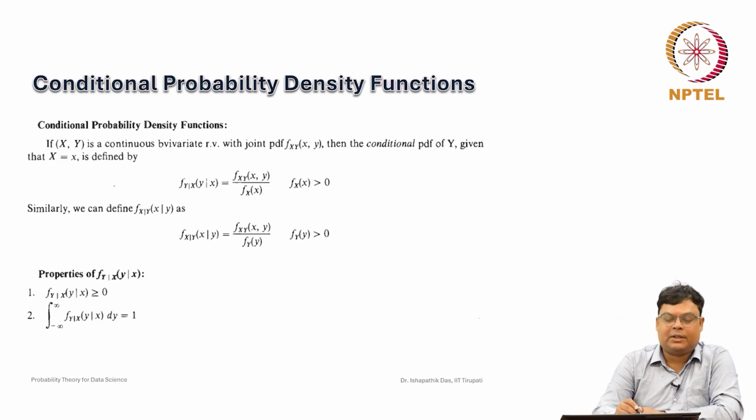Conditional probability density function: if (X, Y) is a continuous bivariate random variable with joint probability density function f_XY(x, y), then the conditional probability density function of Y given X equal to x is defined by this relation, and the conditional probability density function of X given Y is defined by this relation. The properties are also very similar to the conditional probability mass function. So, let us write it down.